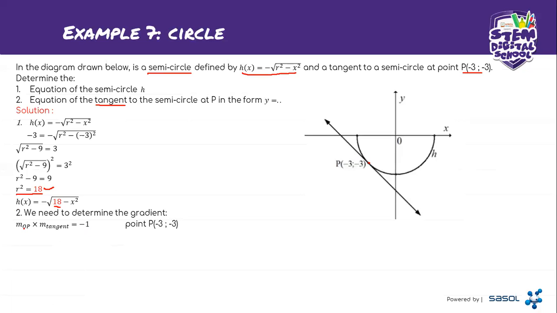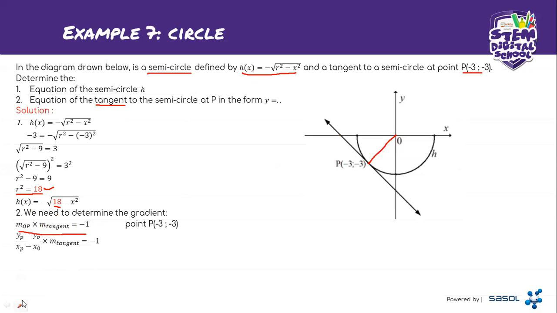We said that the gradient of OP, if you draw a line there, will meet the tangent. You can see the gradient of OP multiplied by the gradient of the tangent equals -1. Why -1? Because this line from O to P is perpendicular to the tangent. When you are dealing with two lines which are perpendicular to each other, this is how you are going to determine the tangent, right?